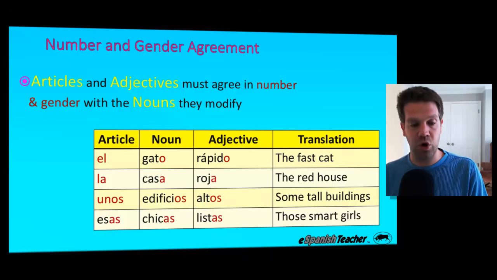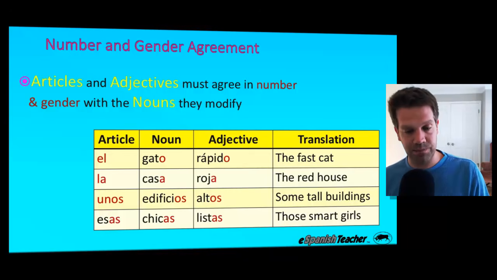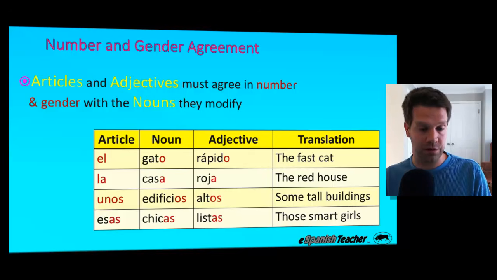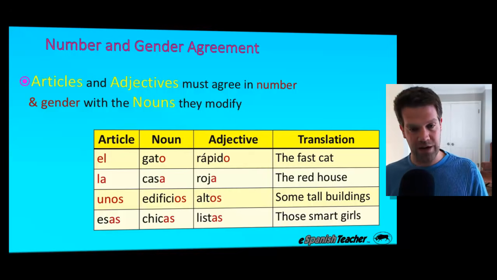Let's move on to the third example. Unos edificios altos. Some tall buildings. Again, our noun is edificios, but this time it's plural. It's masculine and plural. And it dictates that the article and adjective must also be masculine and plural. And it's correct. Unos edificios altos. They're all masculine and plural. Finally, this last example, we are looking at one that is plural and feminine. Esas chicas listas, those smart girls. Pretty straightforward, right? This table should really help you grasp the concept better.